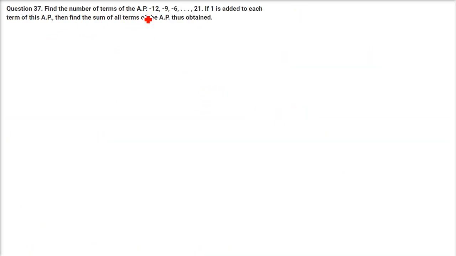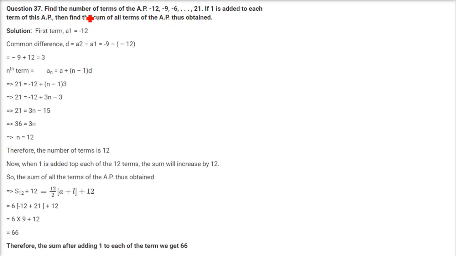Find the number of terms of the AP, this one. If 1 is added to each term of this AP, then find the sum of all terms of the AP thus obtained. So let us find out first the number of terms. Because A is given here and D is also known, A is minus 9 and the last term is minus 12... it is going to be 3.